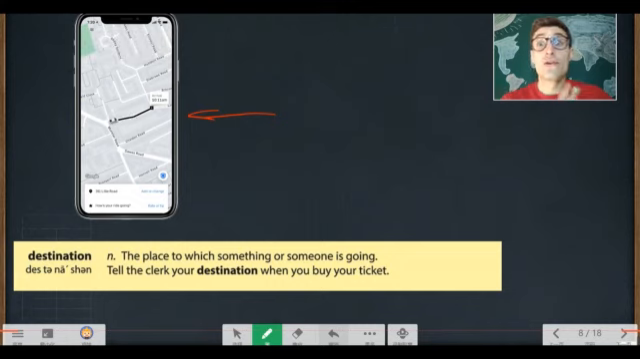What's your dream destination? Where would you really like to go? I would really like to go to Istanbul, Turkey. I think it's a very interesting destination.